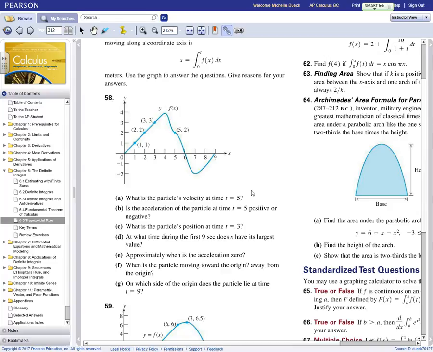Gotta know where. Displacement. Put it on the calc sweatshirt. Life lesson.